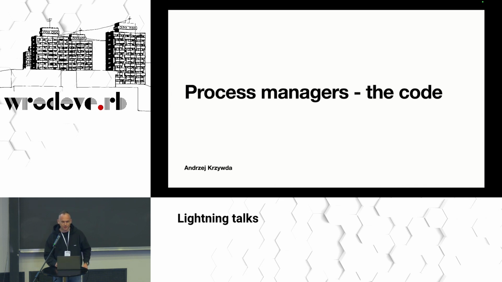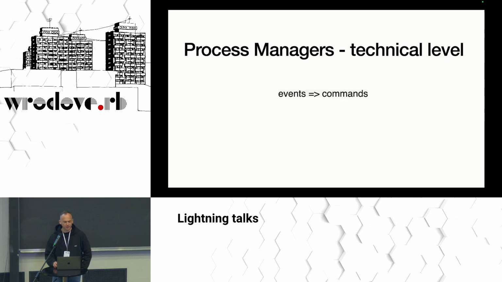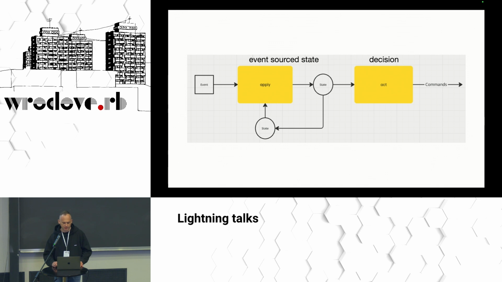So I want to show you some process managers at the code level. It was mentioned today several times, although Mateusz calls it automation for some reasons. At the high level, process managers implement the business processes, so they are very important in domain-driven design, and they orchestrate departments, and in the code it's, let's say, domains or bounded contexts. At the technical level, and this is where we focus right now, it's a mapping from events to commands. So we listen to some facts that happen in different departments, and then we say, okay, another department, please do something. So at this technical level, this is the schema, how it works.